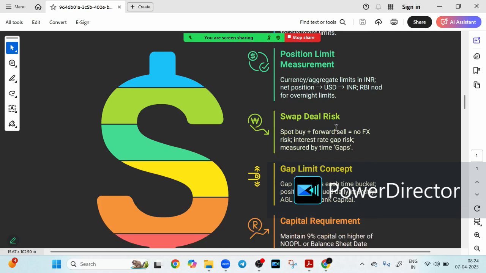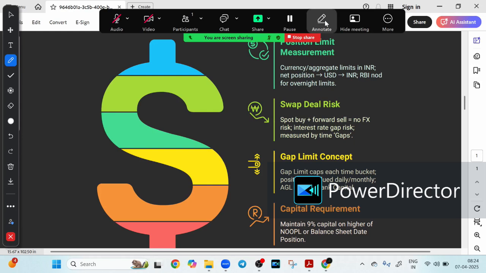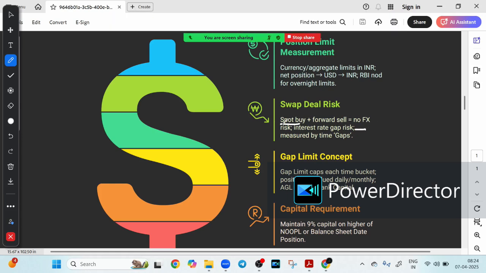If you look at the swap deal risk, here you can see the meaning of a swap deal. See, here is where things get interesting. If a bank buys in the spot market and sells in the forward market, it technically avoids forex exchange risk, because it is buying in the spot market and selling in the forward market. So technically it is avoiding the foreign exchange risk, right?